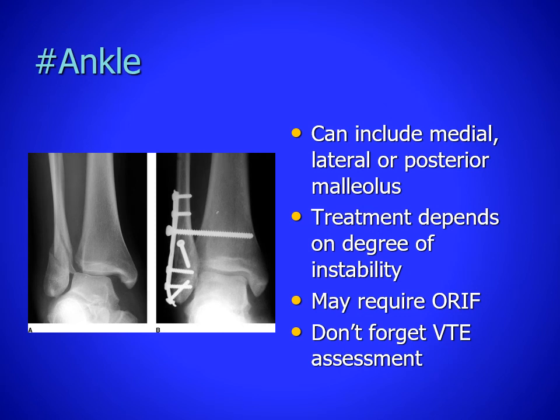This X-ray shows a Weber B fracture with disruption of the syndesmosis and talar shift. This usually represents rupture of the medial ligaments. Ankle fractures may also include a posterior malleolus fracture. In general, the treatment depends on the degree of instability. All Weber C fractures and fractures with talar shift should be considered for ORIF. Don't forget to do a VTE assessment for all these patients.